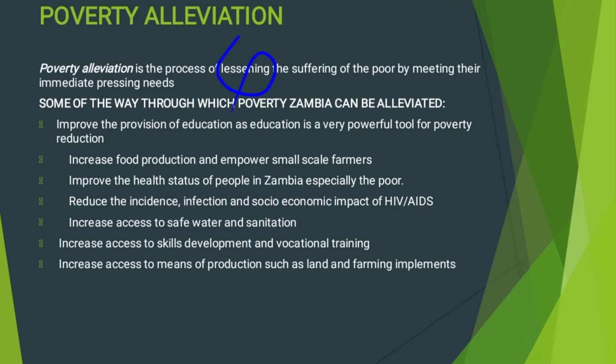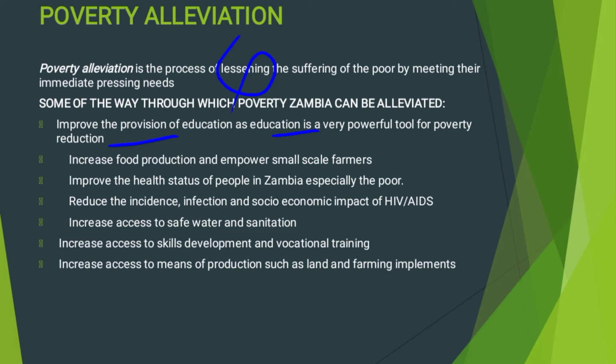1. Improve the provision of education, because education is a very powerful tool for poverty reduction. Education is very important. So when we improve the provision of education, we can alleviate poverty in our country, Zambia. Some of the people don't even know how to do businesses. These businesses require some knowledge, they can't do it because they haven't been to school, or the education they got was not that effective. So you see, education is a very powerful tool.